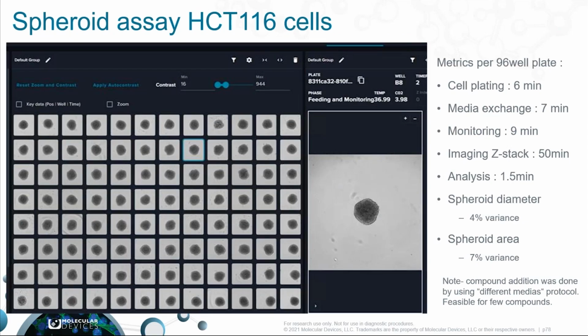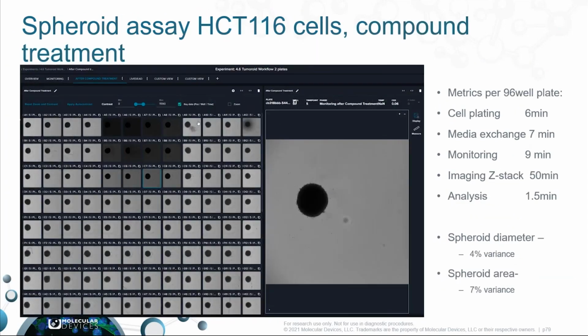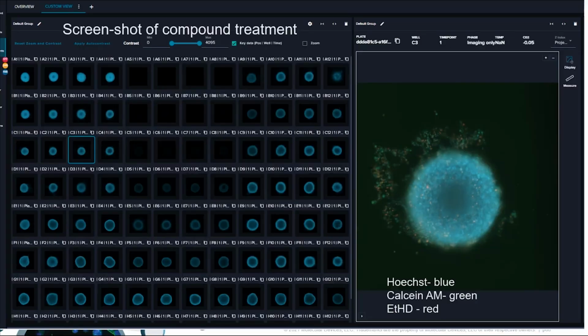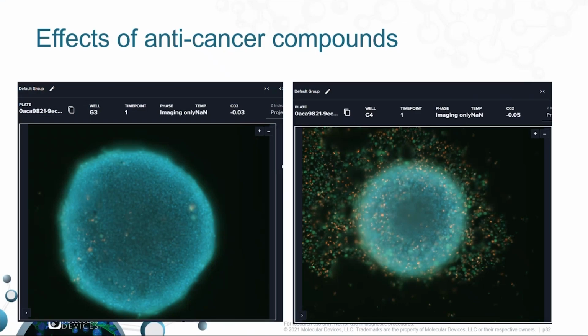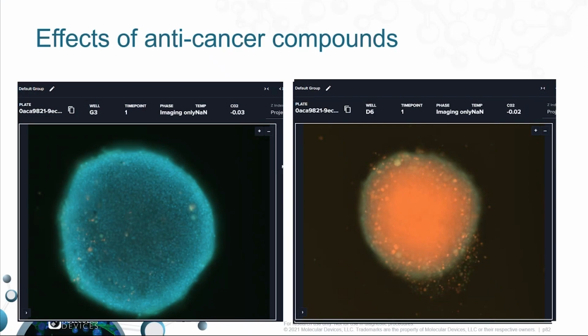Here you can see an example of spheroids grown by the instrument. These are HCT 116 cells. They were treated with compounds, and compound effects were measured using staining and fluorescent imaging. The organoids were stained using a combination of calcein AM and ethidium homodimer, and then images were taken. You can already see the dose-dependent phenotypic effects, which were measured and also quantitated by the instrument. You can see an image of an intact organoid and an organoid treated with doxorubicin.